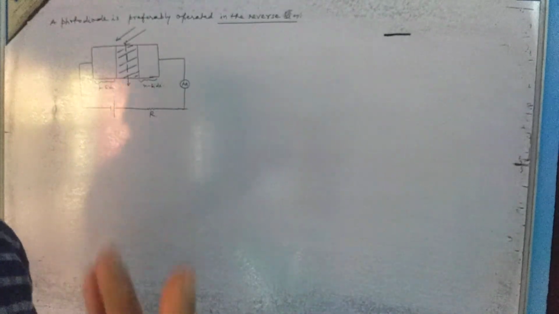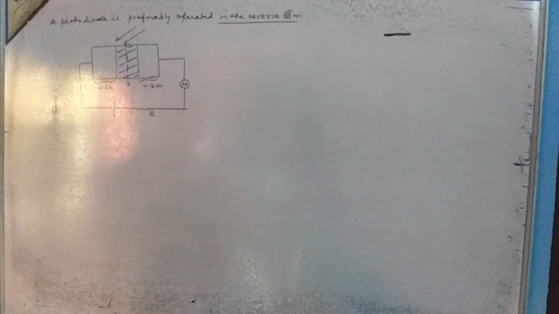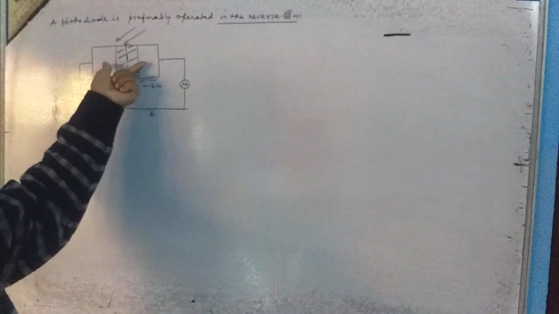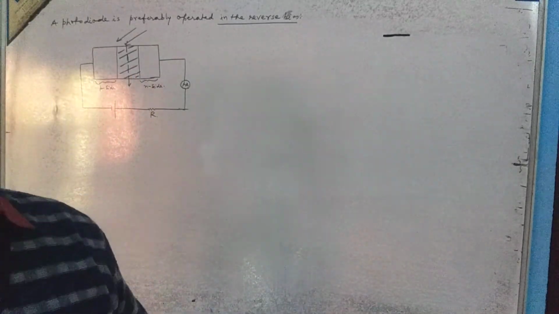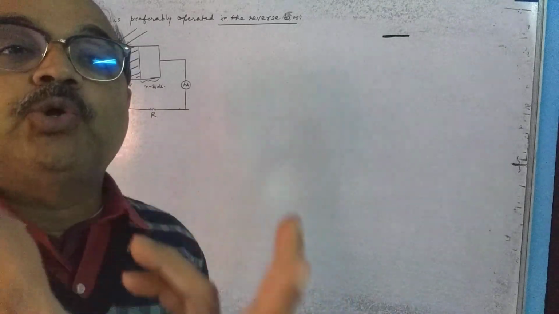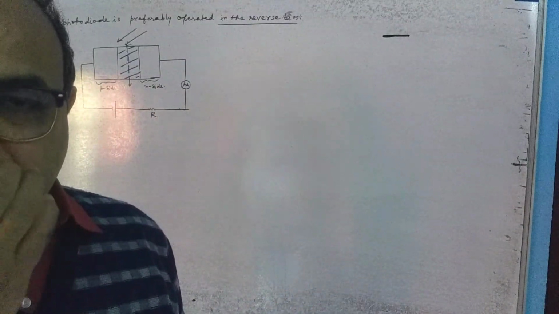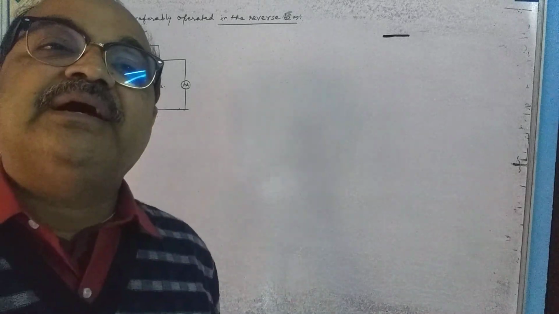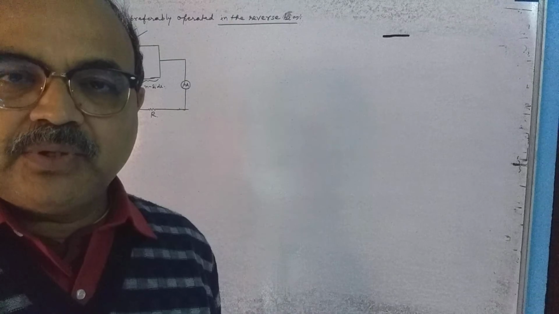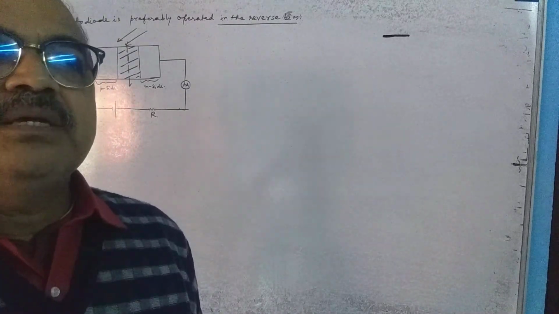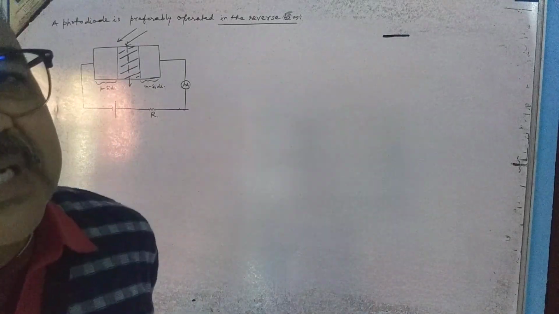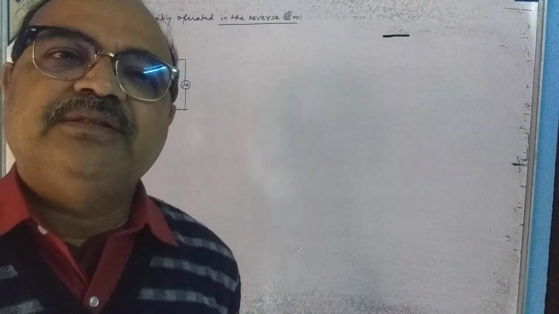And I just mentioned to you that when radiation of sufficient energy falls on this depletion layer, additional photo-generated electron-hole pairs are generated, due to which a reverse current appears. Obviously reverse current will appear because it is connected in reverse bias.